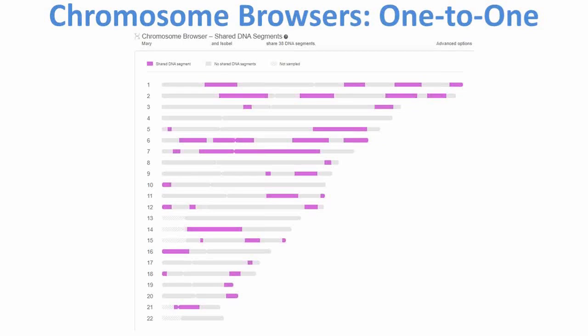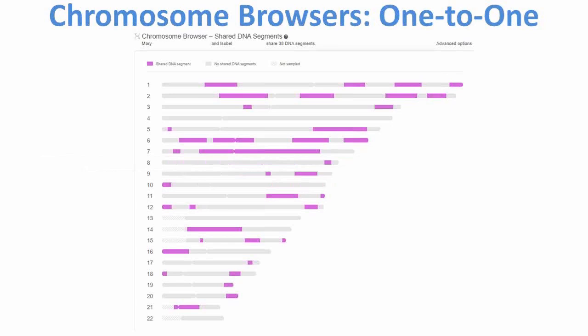First of all, we have the one-to-one Chromosome Browser, which you get at the bottom of the Review DNA page. And this is a chromosome browser showing a match between my mum and her first cousin. They share 38 DNA segments with each other because they're close relatives. Now, what it shows us is each of our 22 chromosomes, each of our 22 autosomes.